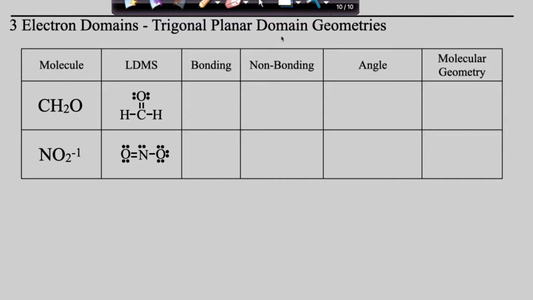So guys, let's do this. On the CH2O, there are 3 domains. They are all bonding domains, so we have no non-bonding domains. Guys, the molecule looks like this. Does trigonal planar now make sense? We've got the double bonded oxygen, we've got the hydrogens. You can see 3 points. They're all in the same plane. Guys, what are these angles? 120-degree angles. And guys, what is the name of this? It's trigonal planar. So guys, this is a 120-degree angle trigonal planar molecule.